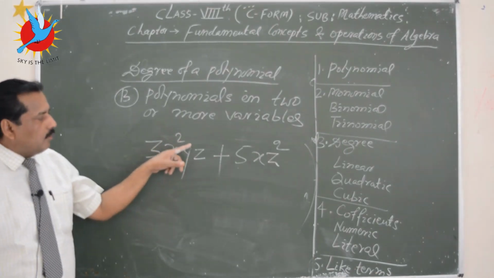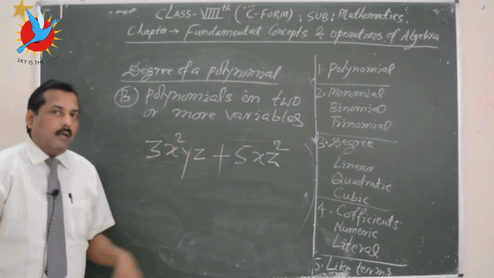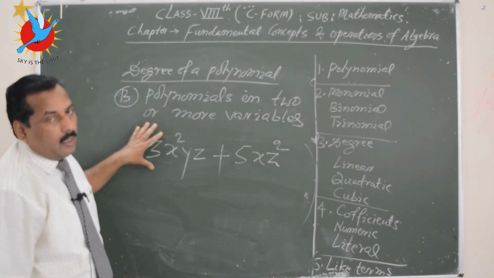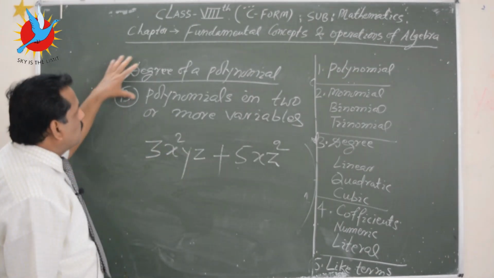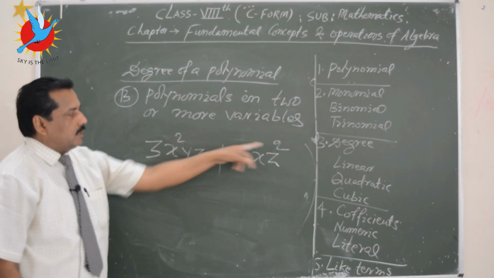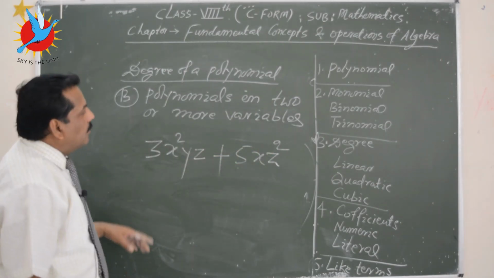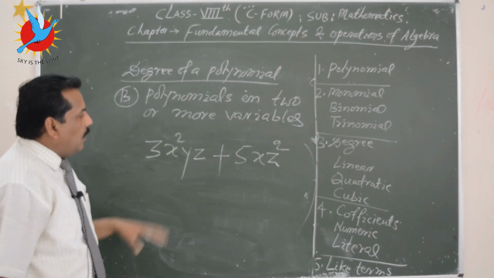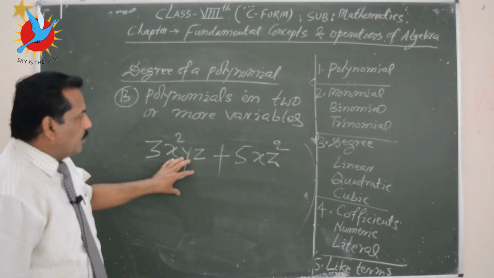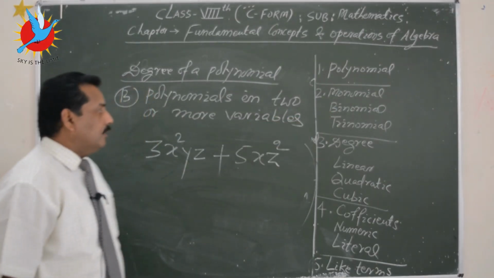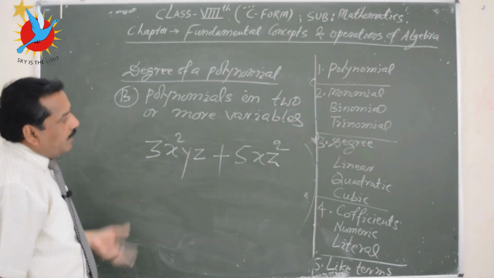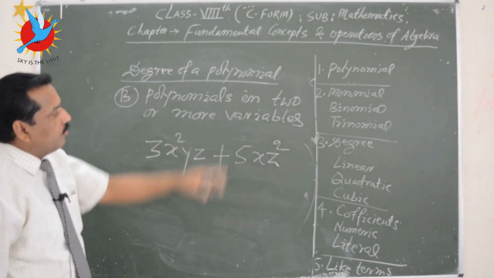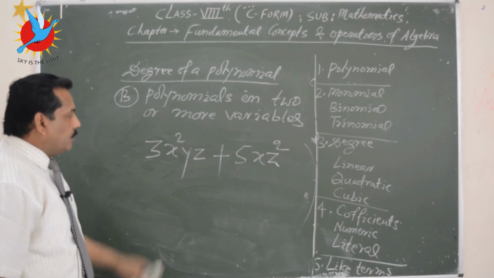So this is a polynomial. All the powers of variables are non-negative, and integral powers are there. So this is an algebraic expression. This is a polynomial also, because powers are non-negative integral powers. And as far as the number of terms is concerned, how many terms are there? 2 terms. So because of 2 terms we can call it a binomial. And now let us identify degree.